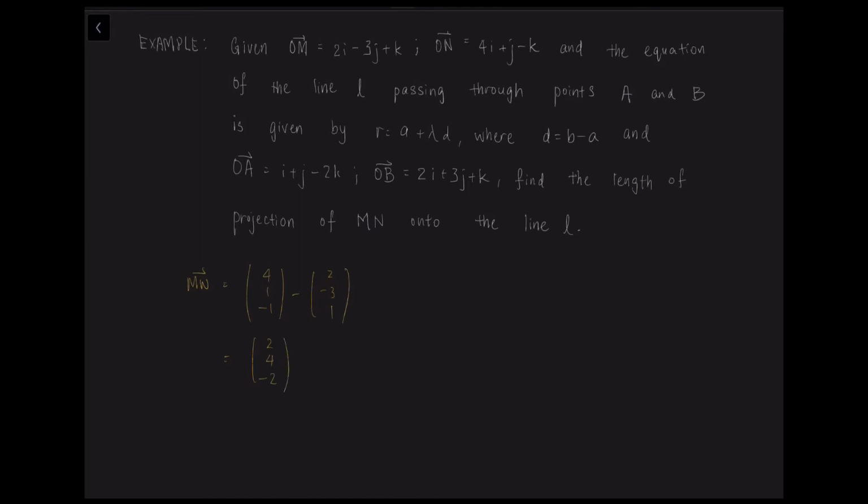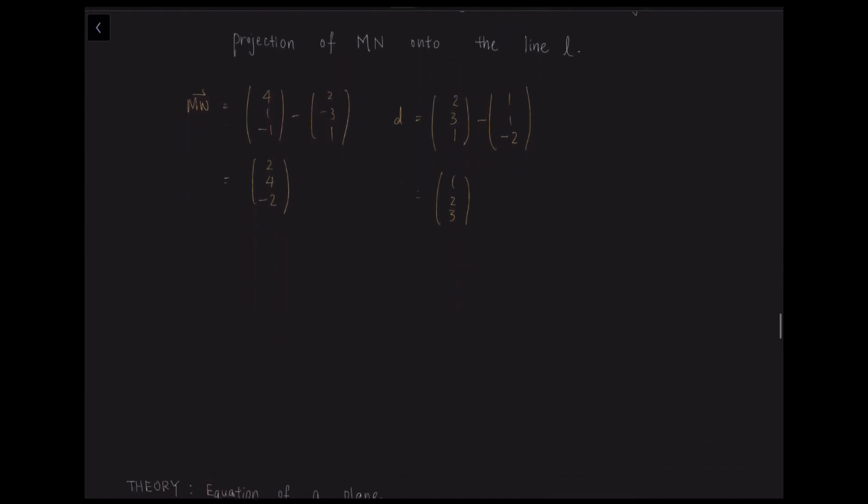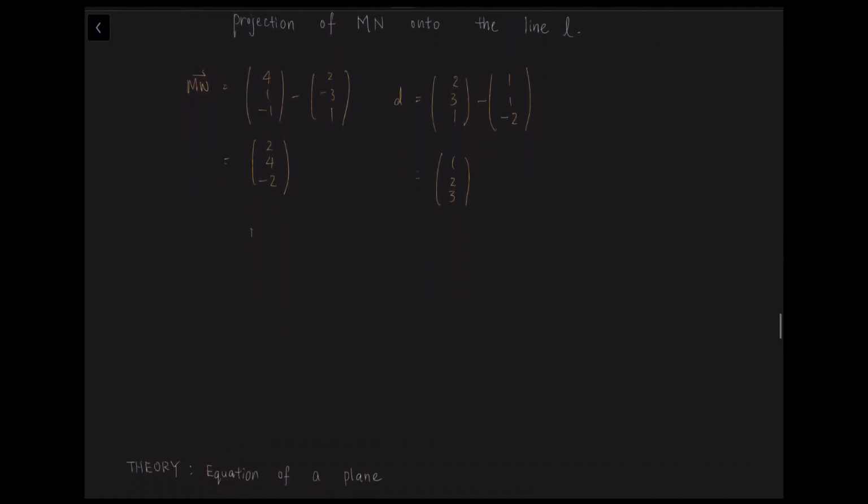So using the formula we have just seen, we first need to find MN, and we need D, and then we can straight away apply these two. So MN equals (4, 1, -1) minus (-2, -3, 1), because you have got O and N, and then you get the answer. Whereas for D, it's simply (2, 3, 1) minus (1, 1, -2), and you get D.